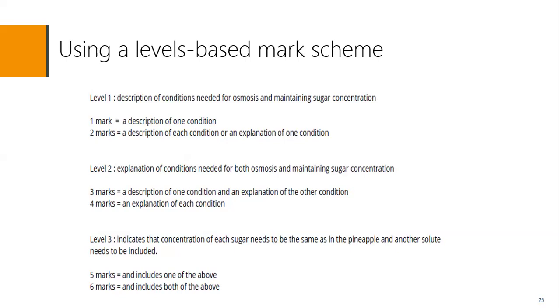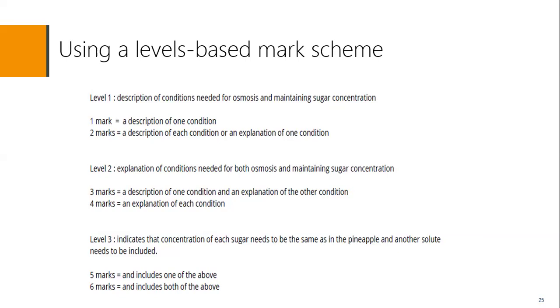So in order to maintain the sugar concentration while preserving the sugar, you need correct conditions for osmosis to take place and correct conditions to maintain the sugar concentration. Two separate things going on, and you will be taking information from the table and information about osmosis to answer the question. So you've got two conditions. For level 1, to get the full level 1, you need a description of each condition or a description of one condition and an explanation of one condition.